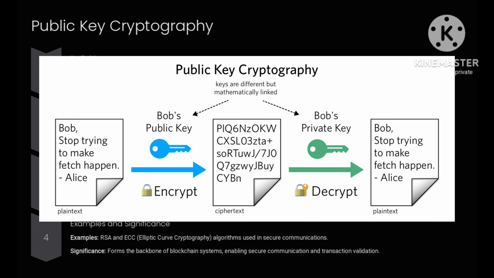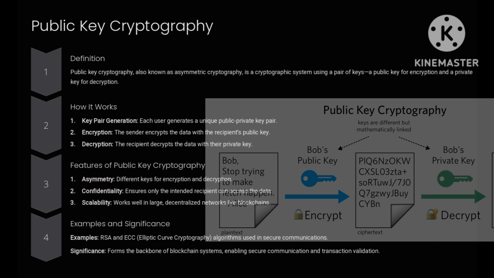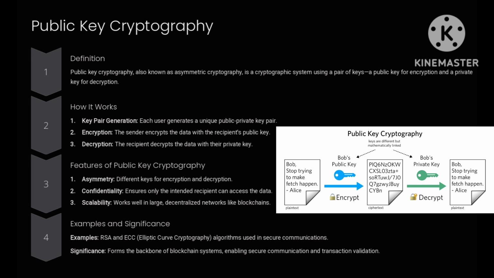Slide 2. Public key cryptography. Now, let's move to public key cryptography, which is the foundation of digital signatures and many blockchain features. It's also called asymmetric cryptography because it uses two separate keys. Public key cryptography enables secure communication between two parties who don't need to share a secret key in advance. Instead, they use a public key for encryption and a private key for decryption.